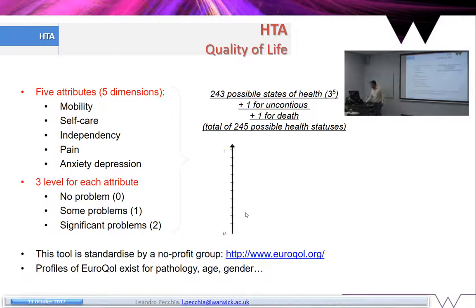And then I can normalize those 245 different levels in a scale which goes from 0 to 1, or from 0 to 100% in percentage. So once normalized, I can say, well, my health condition is 0.4. So I can quantify this by measuring with the self-assessment those 5 dimensions.